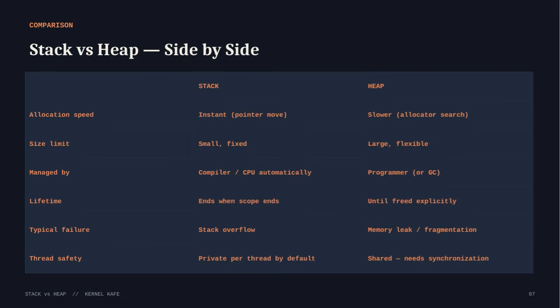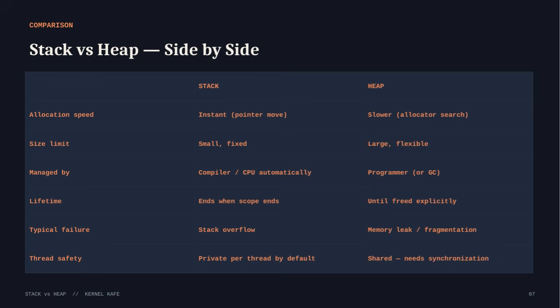Here we have a side-by-side comparison of stack and heap memory, highlighting their key differences. First, allocation speed. The stack is incredibly fast because it simply moves a pointer to allocate memory, while the heap is slower since it involves searching for a suitable block. In terms of size, the stack is small and fixed, limited by its predefined size, whereas the heap is large and flexible, able to grow as needed.